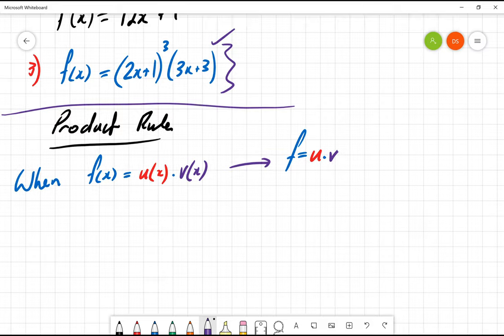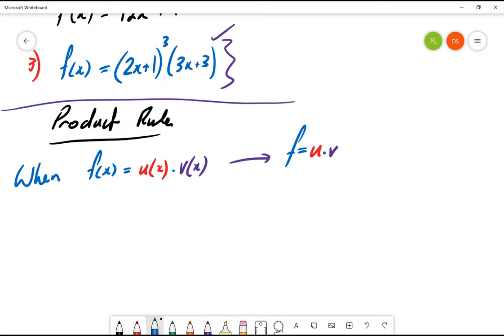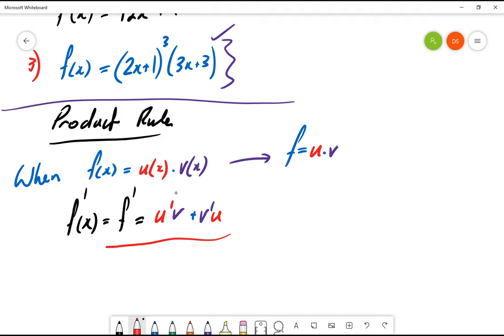What we say is that, once again, f dash of x, which for the notation we're going to write as f dash, is going to equal, there's a special rule. It's equal to differentiate the first part, so u dash, times the second part, plus differentiate the second part, then write the first part. That's very similar to what GC wrote. In fact, it's exactly the same, but I've just used different letters. So I call this product rule. Differentiate the first, write the second, plus differentiate the second, write the first.